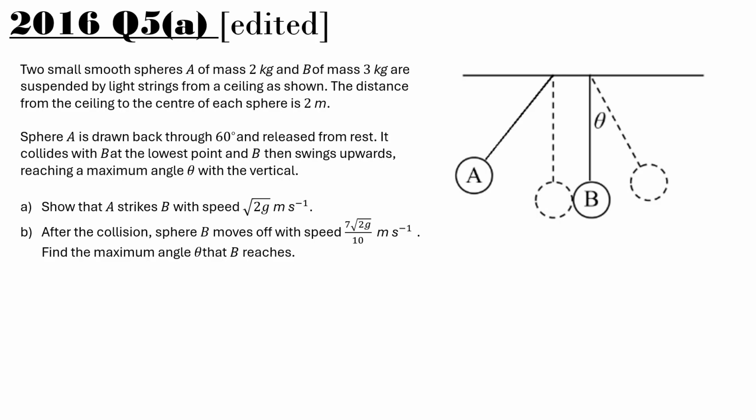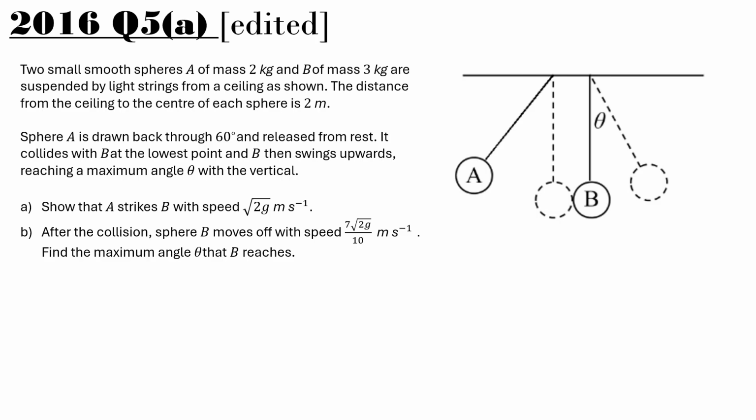So, two small smooth spheres, A of mass 2 kg and B of mass 3 kg, are suspended by light strings from a ceiling as shown. The distance from the ceiling to the center of each sphere is 2 meters. The sphere A is drawn back 60 degrees and released from rest. It collides with B at the lowest point. B then swings upwards, reaching a maximum angle theta with the vertical. Show that A strikes B with speed root 2g meters per second. And then part B, after the collision, sphere B moves off with speed 7 root 2g over 10 meters per second. Find the maximum angle theta that B reaches.